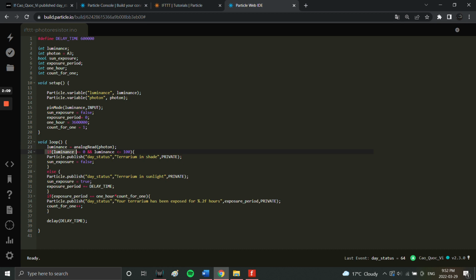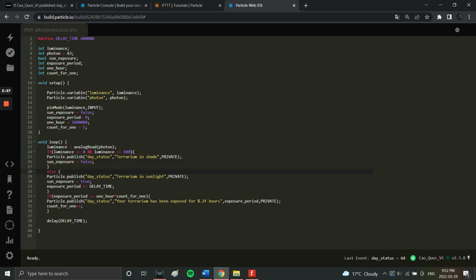And if the luminance is greater than 0 and less than or equal to 100, we make the Particle publish an event, which is the date status, and include the message that the terrarium is in shade, and we set the sun exposure to false.